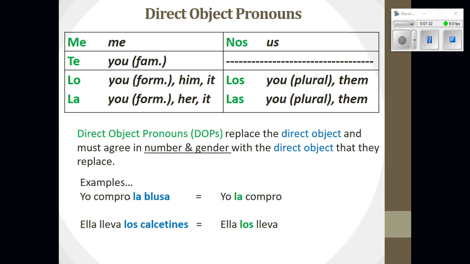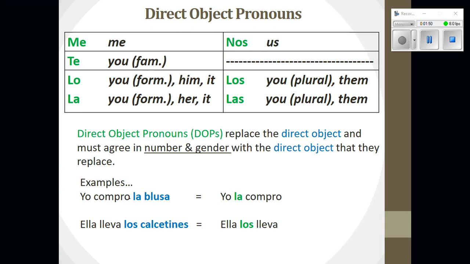All right, part B has a chart for you to fill in. Let's look at the chart, okay? So direct object pronouns in English would be me, you, us, and so on. So let's fill in the chart. If you want to say me in Spanish, you would say me. If you want to say you, which is a familiar you, you would say te as a direct object pronoun.